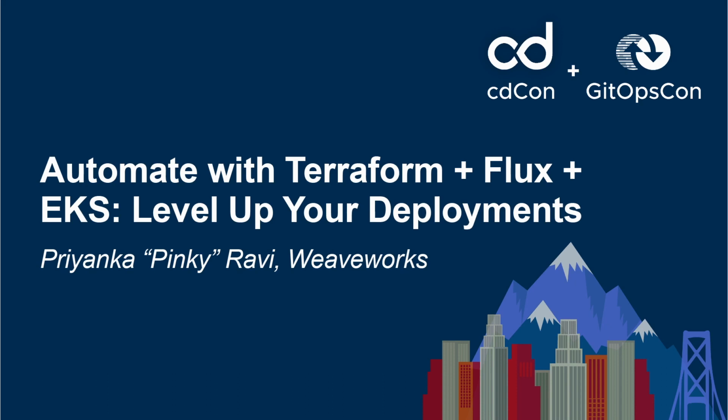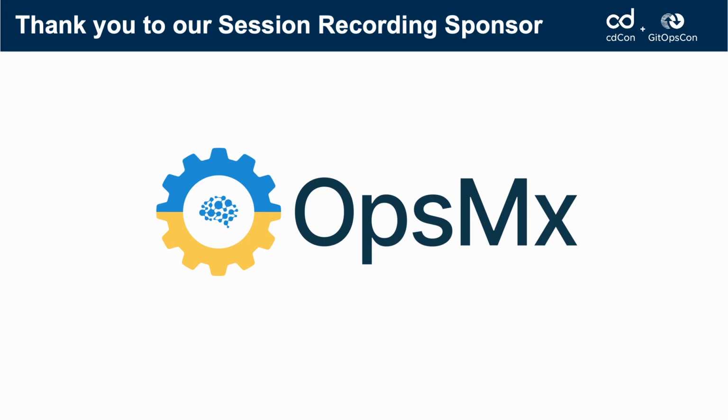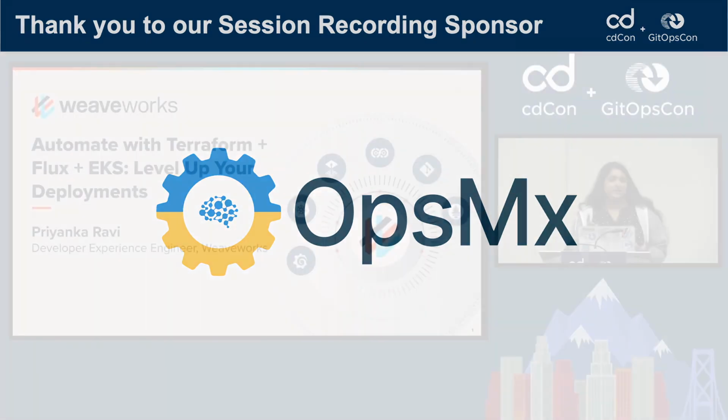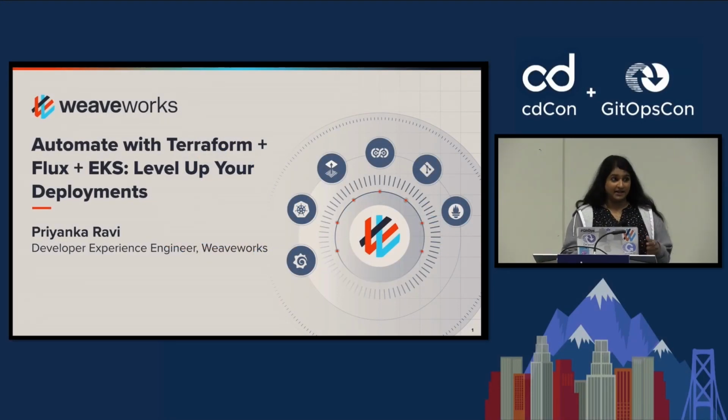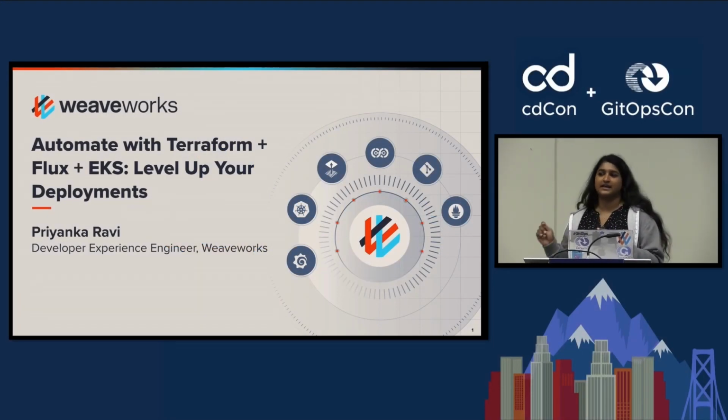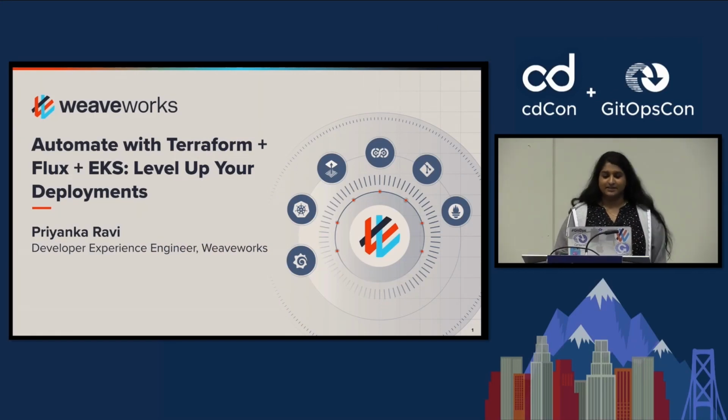So I'm going to be talking about how to automate with Terraform. And in the demo, I'm going to be showing Flux, and I'm going to be using a kind cluster, and then I'll be deploying an EKS cluster and configuring it. So I'm going to show how to do all that with Flux.